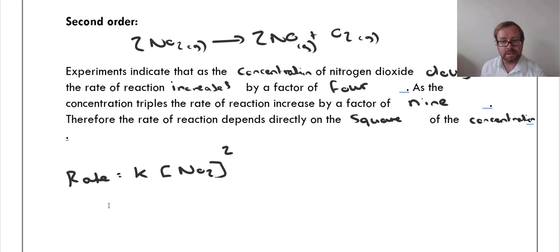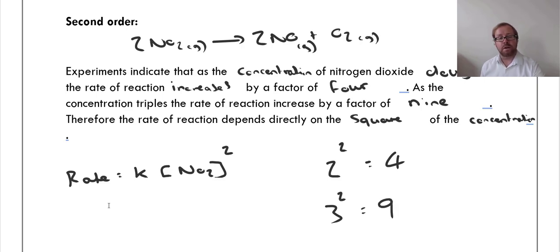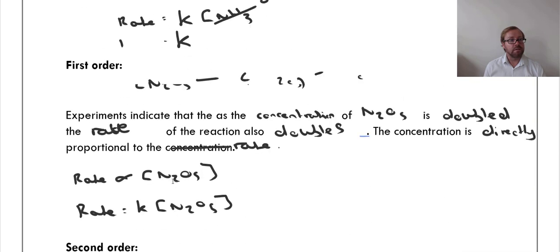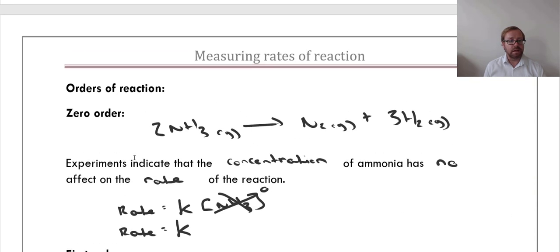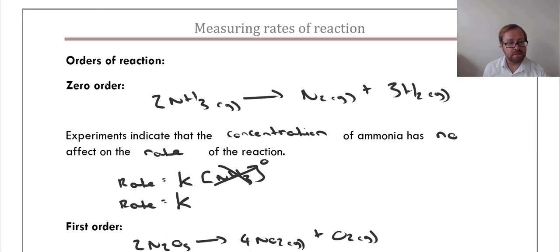For example, so we'll just do a quick example. In the first example of the experiment, I have increased the concentration by 2 here, and then I square it, so the rate increases by 4. In the following example, I've tripled the concentration. I again square it here, and the rate has increased by a factor of 9. So these are our rate equations for our zero order, our first order, and our second order.